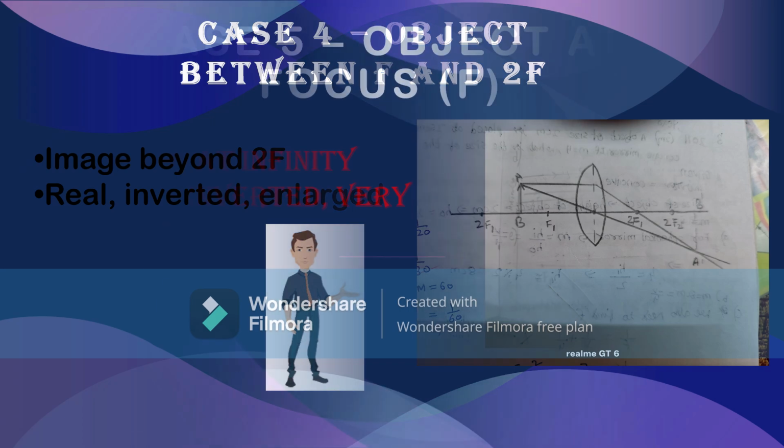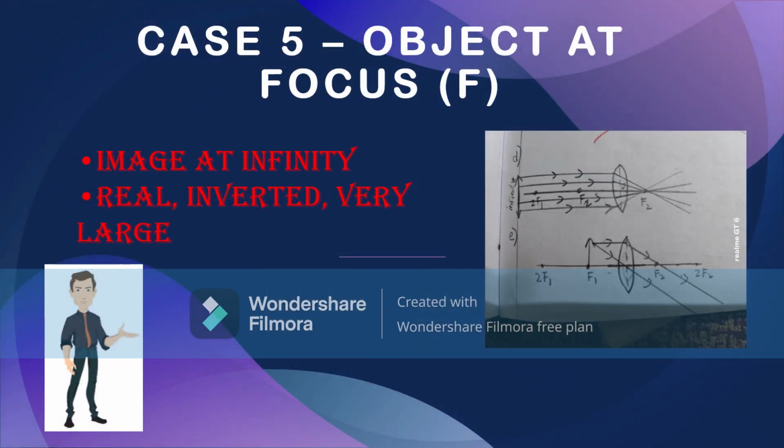Let's go to our next case, when the object is placed at the focus F. When the object is at the focal point, or at F, the rays after refraction become parallel to each other. So the image is formed at infinity. It's real, inverted and highly enlarged. This is not a practical image to view, but very important to understand the concept.